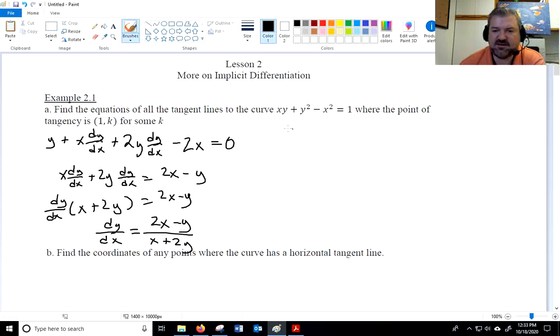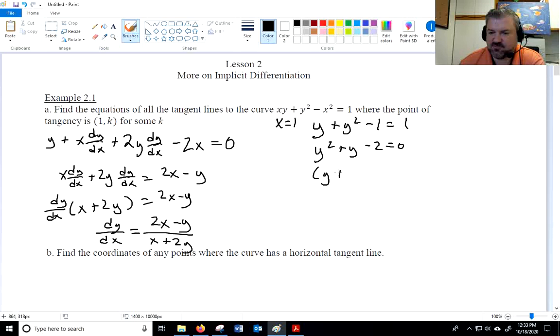So let's find the k value. We know the x value is 1. Let's plug it into the original equation here. So I have 1 times y is y, plus y squared minus 1 equals 1. This is a polynomial, so to solve it, I need to get it equal to 0. And this one is factorable, so I'm going to say (y plus 2)(y minus 1). So we get y equals negative 2 and y equals positive 1. So we have two different points where the x value is 1.